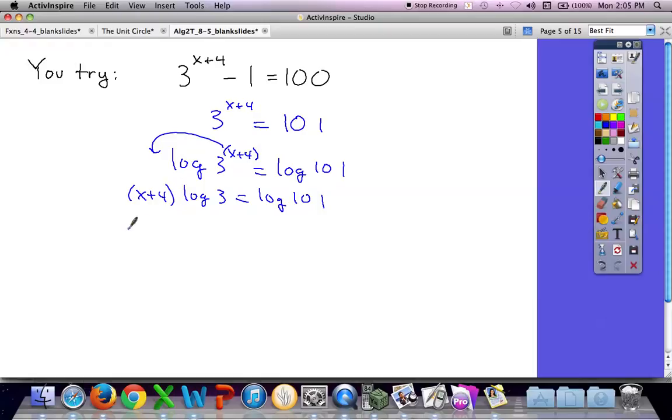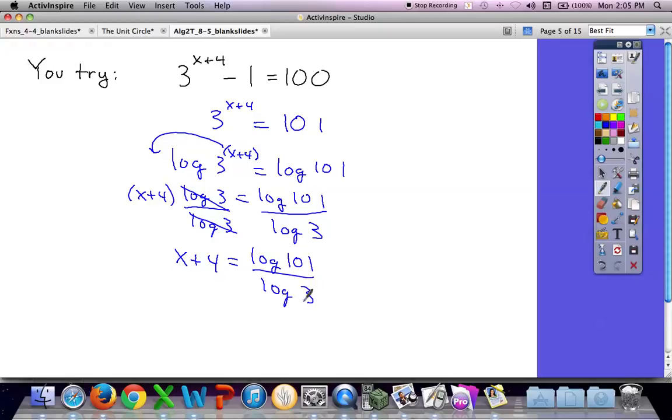So next step, divide by the log 3. Right, so these cancel. So now we've got x plus 4 equals log 101 divided by log of 3. Still not solved. How do I isolate the x?